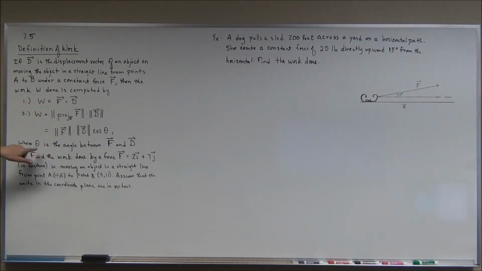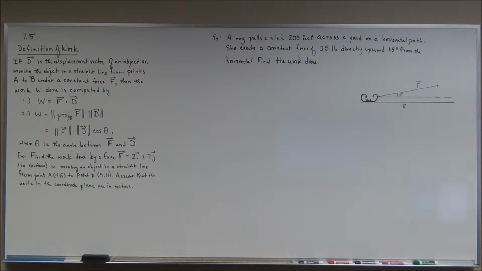If we have an angle here where the force is being pulled at, like a rope pulling the object, we can find that by taking the projection of vector F on D, so that it's only in that direction, times the magnitude of the displacement, which we can compute this way: the magnitude of vector F times the magnitude of vector D times cosine of theta, where theta is the angle between vectors F and D. So the first one we're going to have in a straight line.